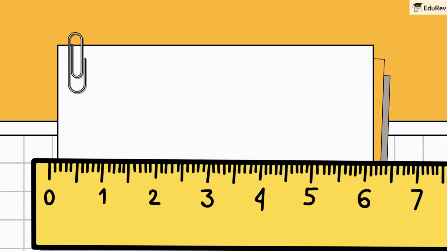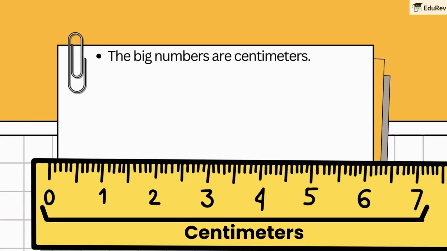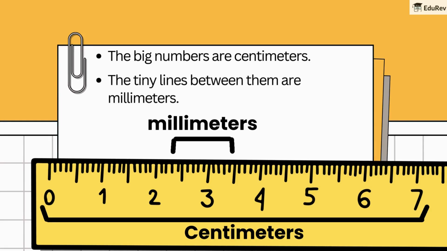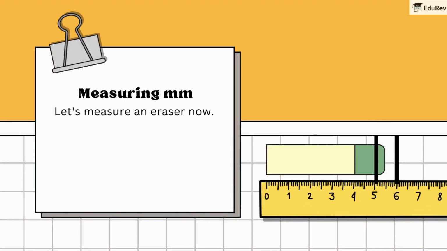Look at this ruler. The big numbers are centimeters, and the tiny lines between them are millimeters. Just like we measure centimeters, we can measure millimeters on this ruler. Let's practice. Let's measure an eraser now.